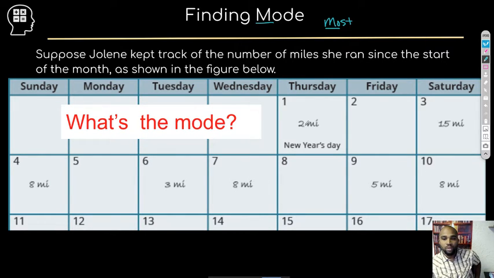So if we were to put this data, and you don't necessarily have to put this in order, but notice that 8, 8, 8 came up 3 times. So my answer to this will be 8 miles. It's that simple. It's the data that showed up the most out of the rest of the data. So that's my mode.